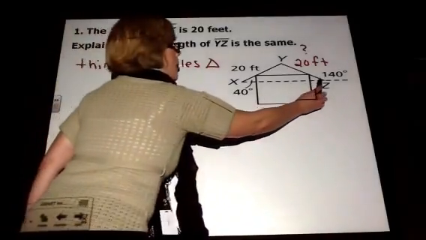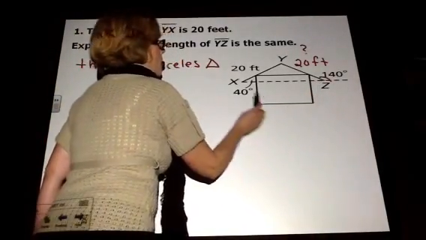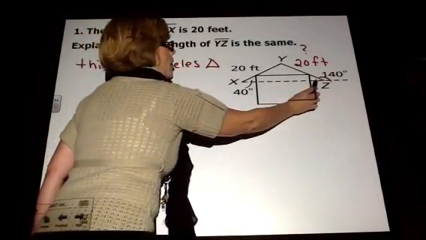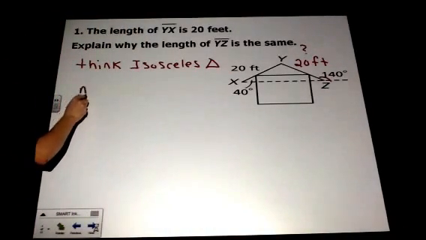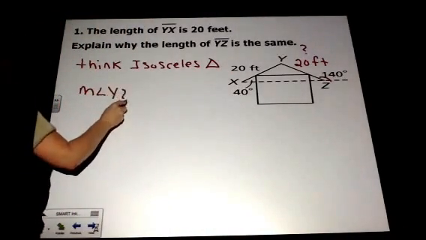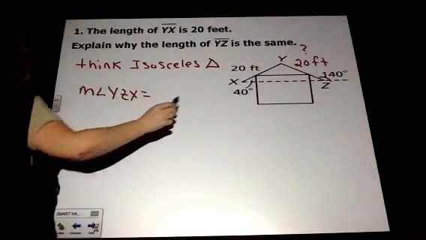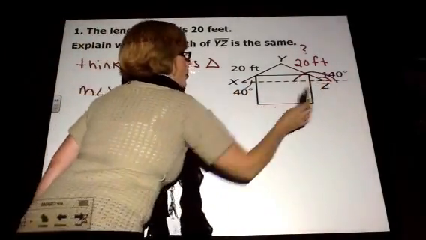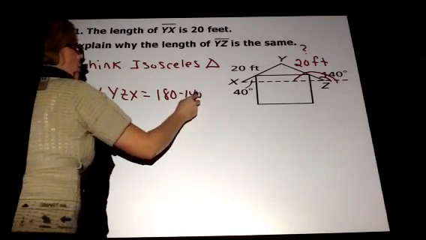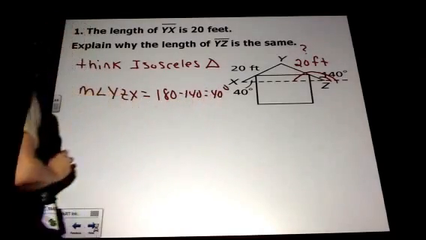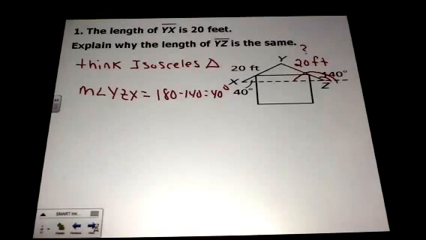Okay, so this angle right here is 140. This angle here is 40. We need to know what this measurement is right here. Well, that's the measurement of angle YZX. Well, this is a linear pair. So what we can do is take 180 minus the 140 and find the measurement of that angle, 40 degrees.